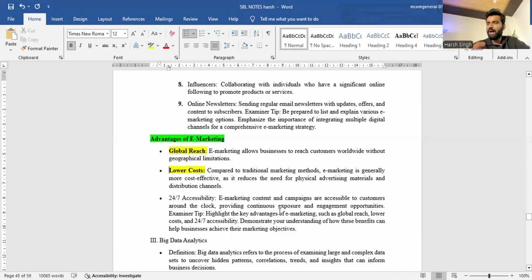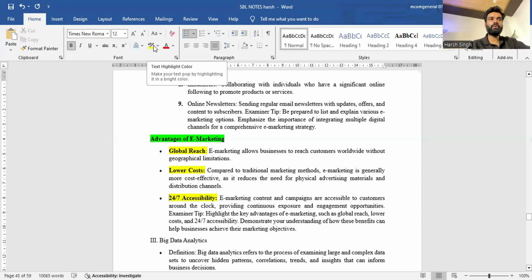I can use a small Instagram campaign and just put 200 rupees and my post will be shown to 1000, 2000 people. If you go for a newspaper and ask for the same thing, the cost will go close to 3000, 5000, 7000. 24 into 7 accessibility. Now, what does it mean actually? You can start your marketing at any time and you can do the marketing for any time.